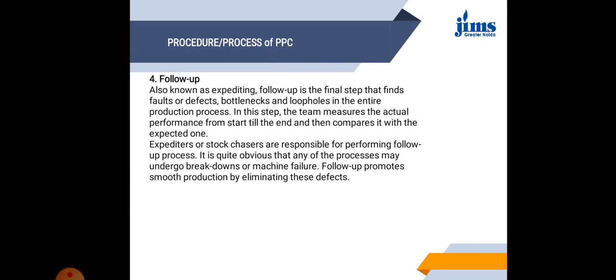Follow-up, also known as expediting, is the final step that finds faults or defects, bottlenecks and loopholes in the entire production process so that these loopholes can be identified, the reasons behind them can be identified, and corrective actions can be decided so that these loopholes do not reoccur. With this, I finish off my lecture on production planning and control.